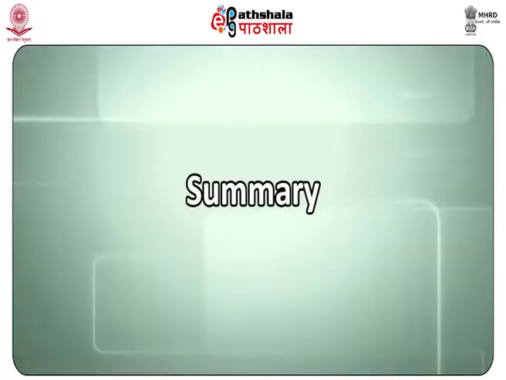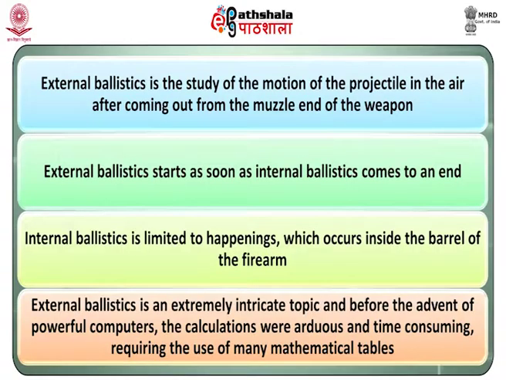Now, dear students, let us summarize this chapter. After studying this chapter, we have learned that external ballistics is the study of the motion of the projectile in the air after coming out from the muzzle end of the weapon. External ballistics starts as soon as internal ballistics comes to an end. Internal ballistics is limited to happenings which occur inside the barrel of the firearm. We have also learned that external ballistics is an extremely intricate topic, and before the advent of powerful computers, the calculations were arduous and time-consuming, requiring the use of many mathematical tables.